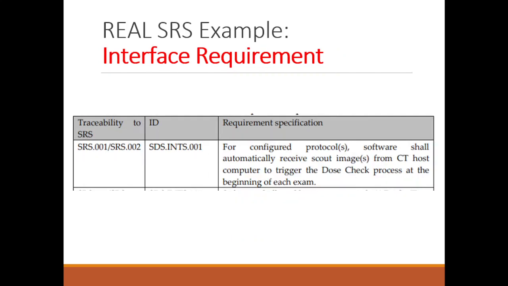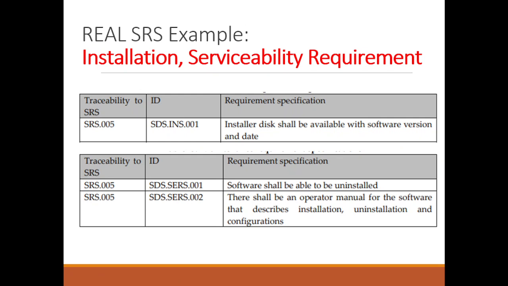Similarly, here is an example of the interface requirement. It also has traceability and its own ID, so we can reference it later in other documents. And finally, here is the example for the installation and serviceability requirement. Again, each requirement will be linked to other documents, such as the risk management, verification and validation plans, etc.